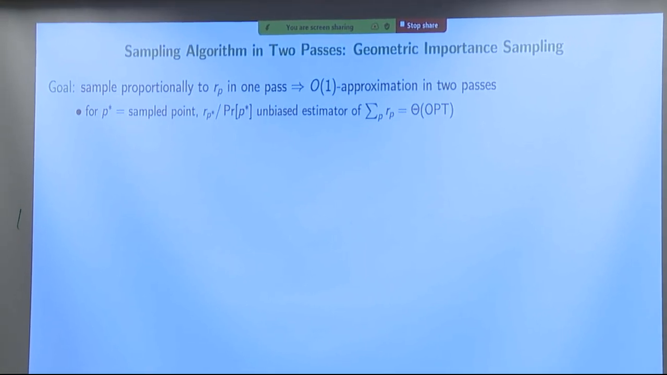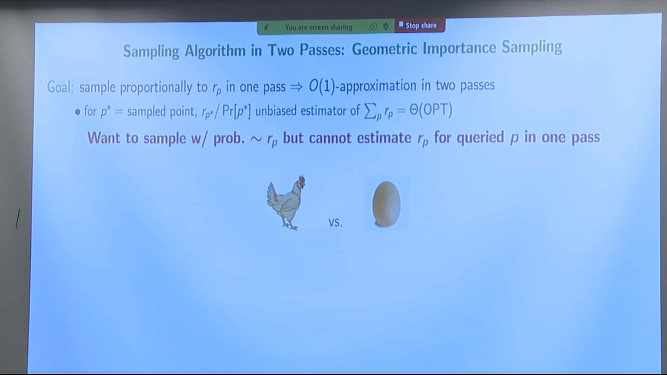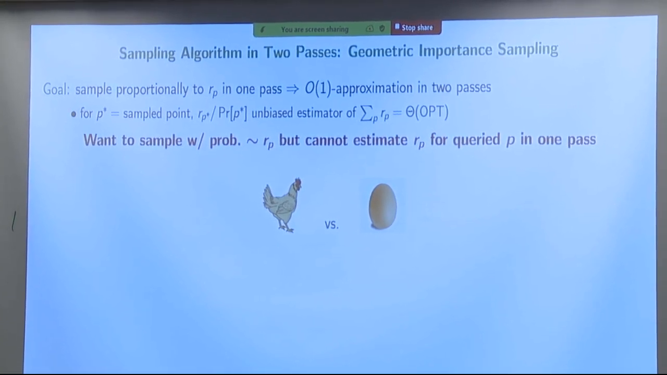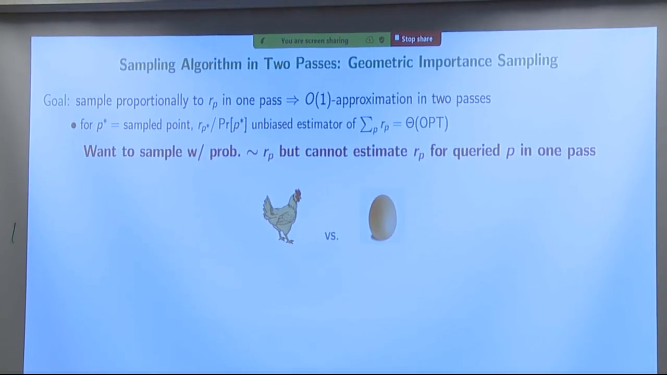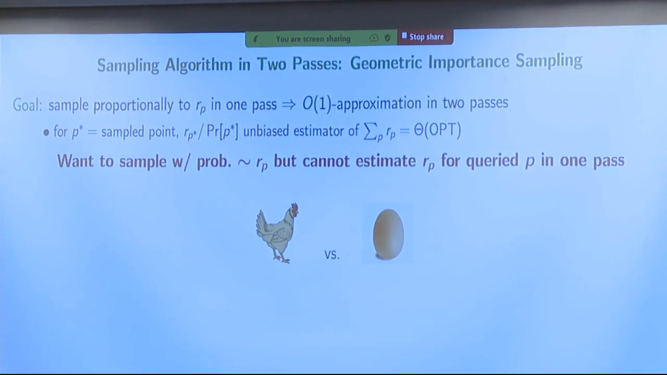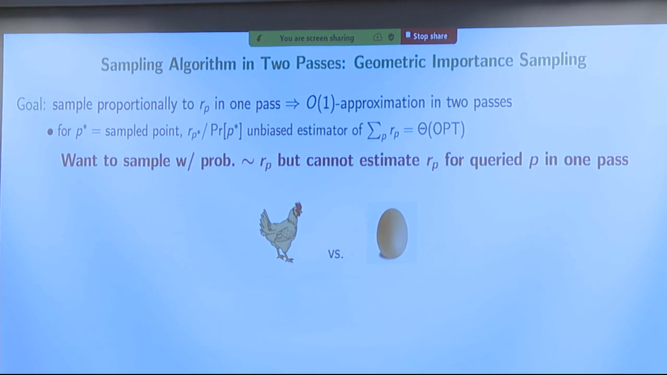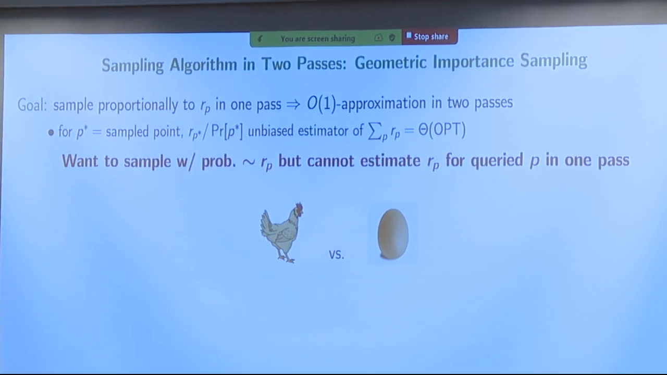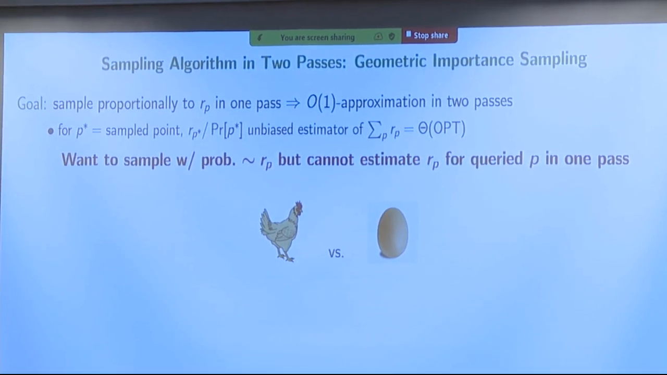Okay, so now we would like to sample with probability proportional to RP, but in one pass, but we cannot even estimate RP for a query P in one pass. So it's kind of a chicken versus egg problem. So how to resolve it?